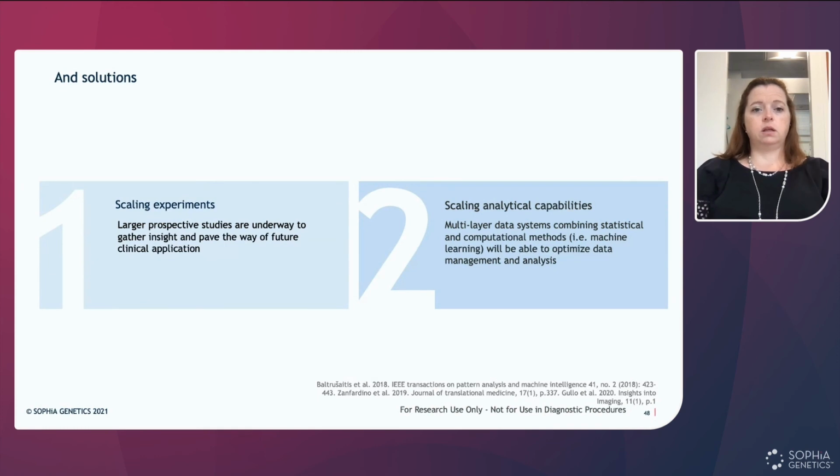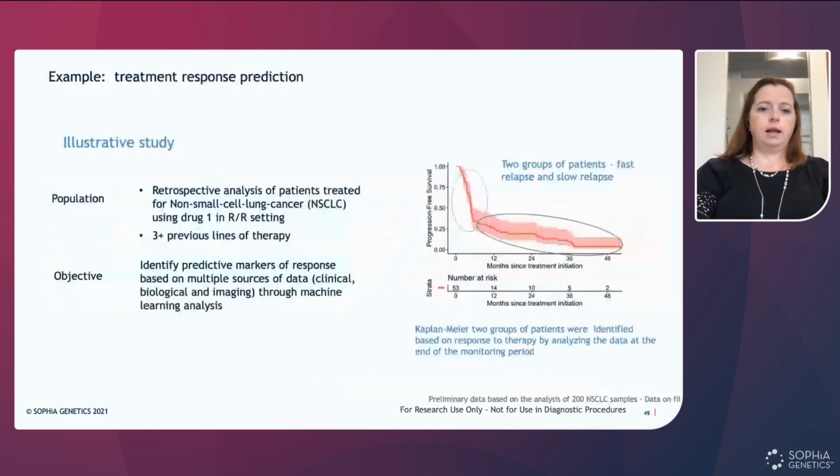And some of these include the data movement possibilities, but they also include machine learning tools to better process what we're looking at. And one highlighted example I want to use here is a treatment response prediction. This is an illustrative study that was done on a retrospective cohort of non-small cell lung cancer patients in a relapsing, recurring situation. And we can see that they've had 3 previous lines of therapy. We also have an ability to look at this data to identify multiple sources and understand how that machine learning may change what we do with these patients.